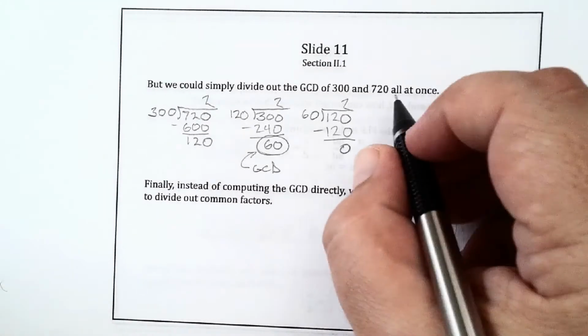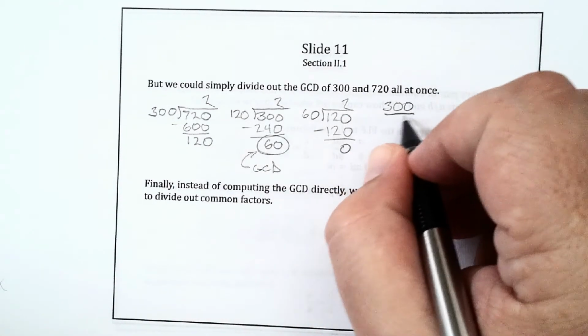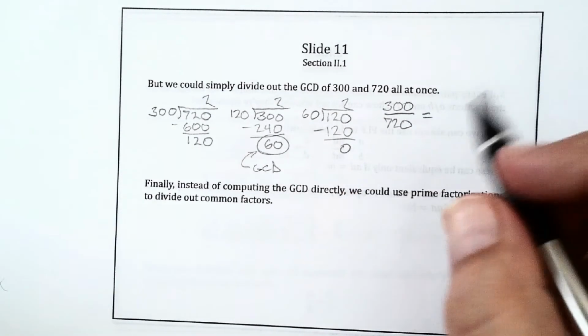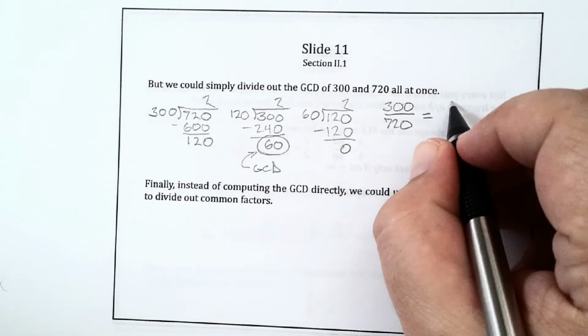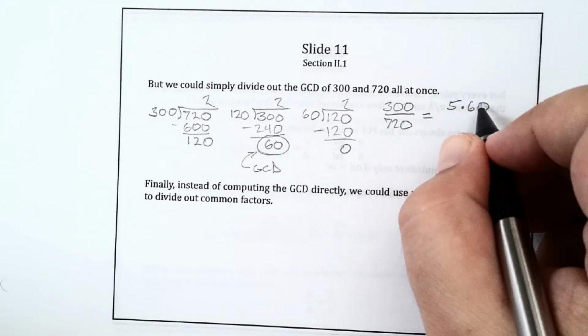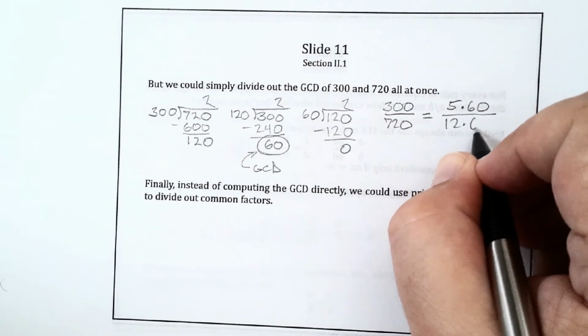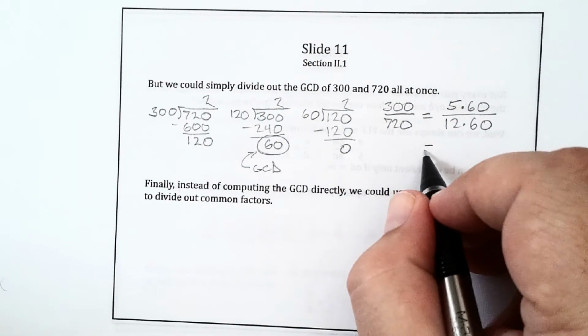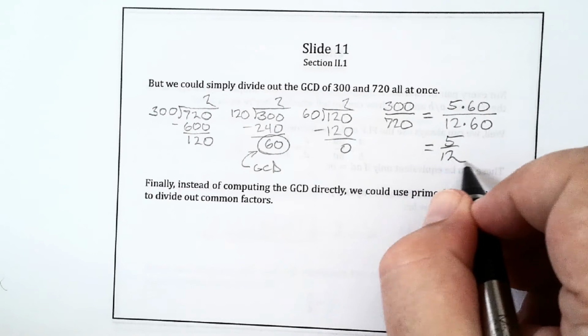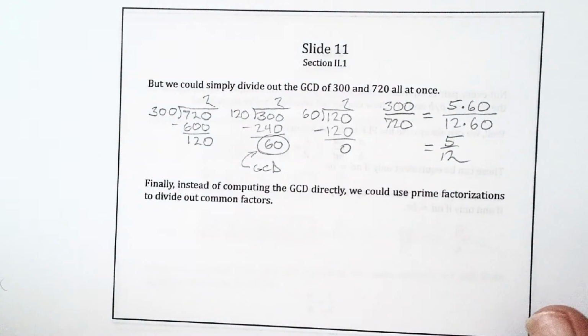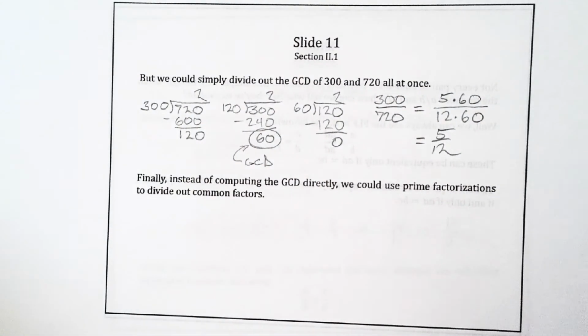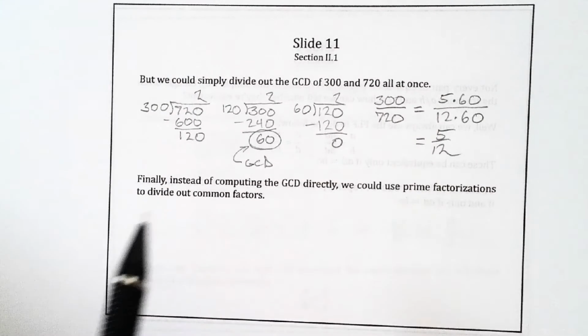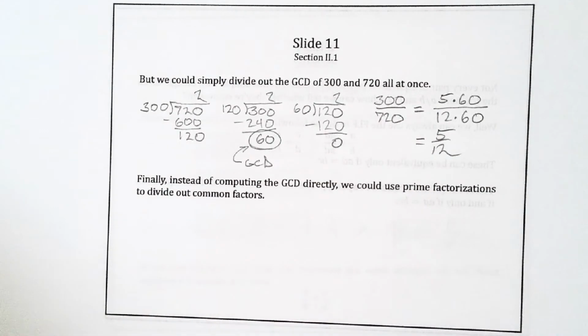So 300 over 720, I can rewrite by factoring out that 60. That's 5 times 60 over 12 times 60. And then the fundamental law of fractions says that that's 5 over 12. So the point of doing it this way is that when I divide out that 60, I'm dividing everything in common out all at once. And I know that there's nothing that's left at that point.